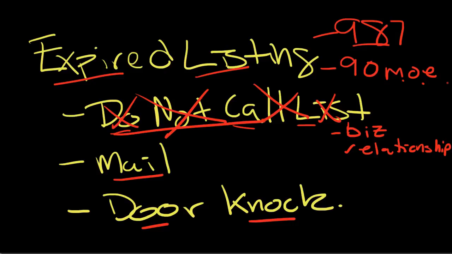If they don't happen to be home, you might leave something for them. Make sure you don't leave it inside the door or in their mailbox, but you might leave something some way without entering the property or leaving it in the mailbox. So that's your pro tip for today relative to expired listings.